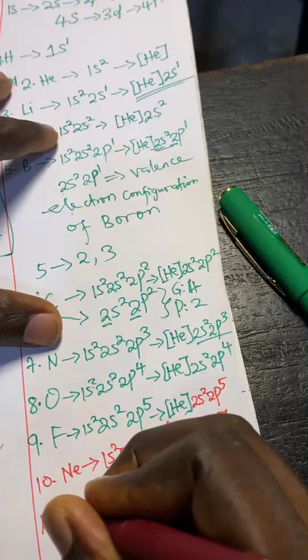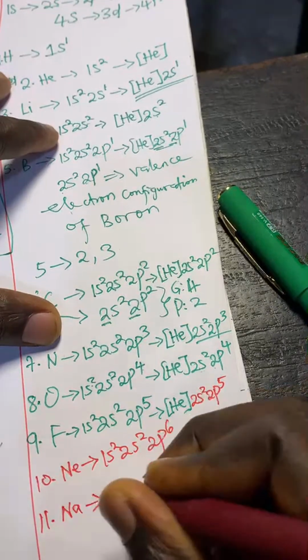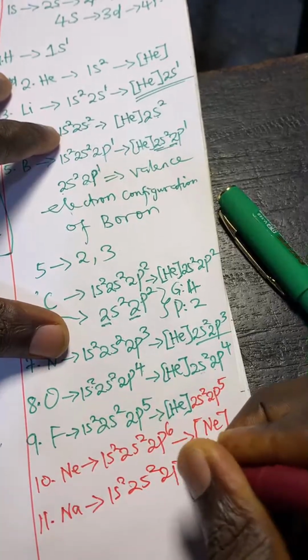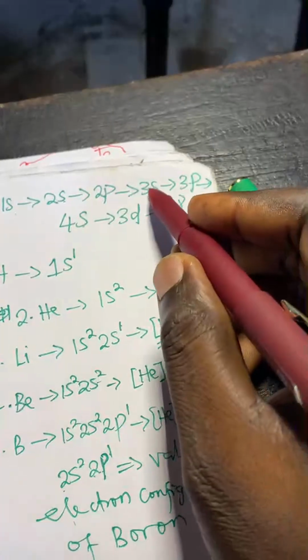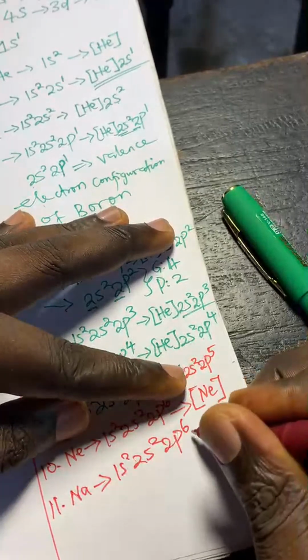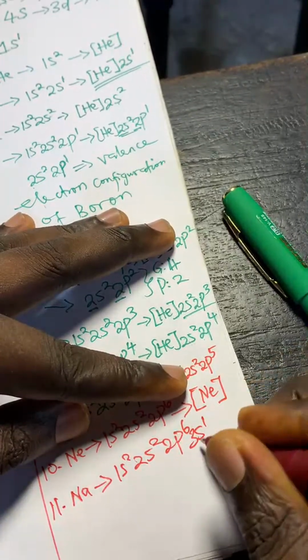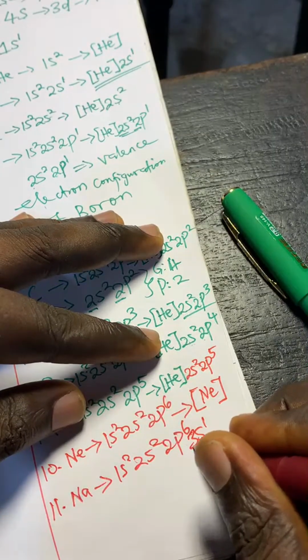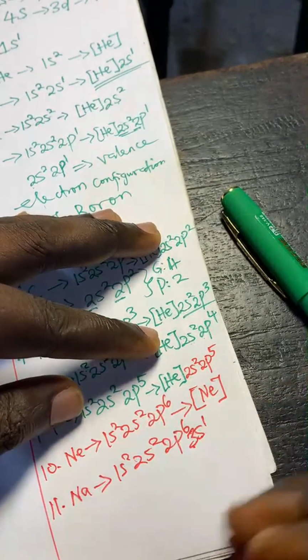Of course, number 11 now being sodium will automatically become easy. 1s2, 2s2, 2p6. After filling 2p, what is the next orbital? You go to 3s. So we are bringing 2 plus 2 plus 6 is 10, remaining 1, so 3s1. Since you are an s block, it means that you are period 3 but group 1.